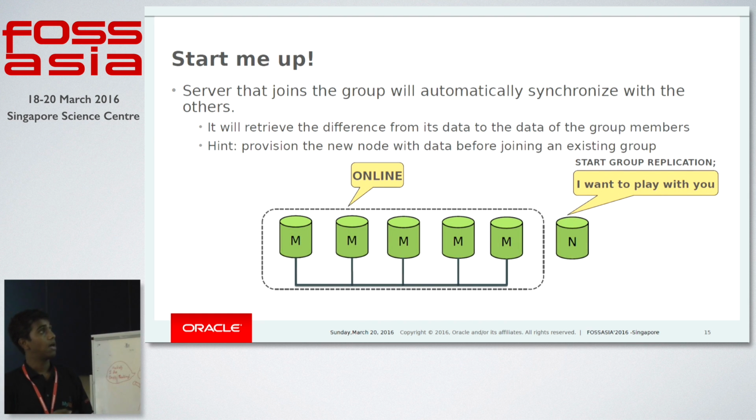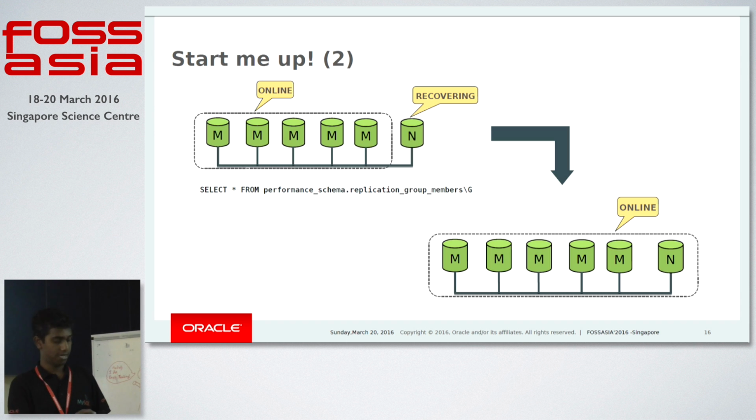So how do things work here? In this setup, we have a 5-member group which is online. Online being that it is serving transactions concurrently from multiple clients. And now we have this new member, which is a single MySQL server, which wants to be added as a member of this particular group. So all it has to do is set those particular variables that we talked about in the previous slide and just execute a simple command, which is start group replication.